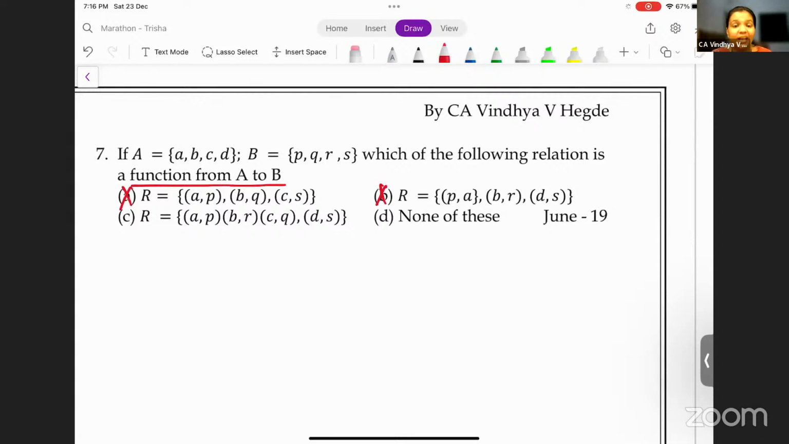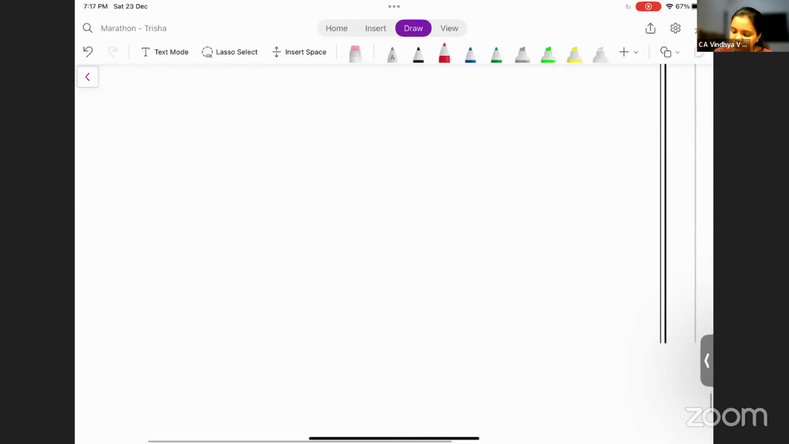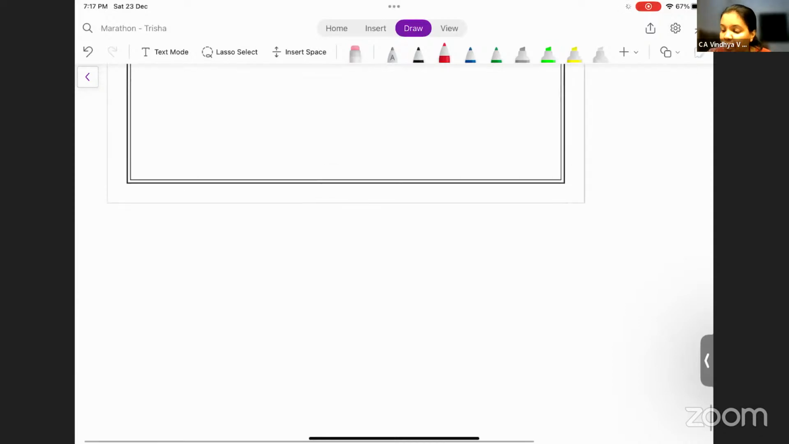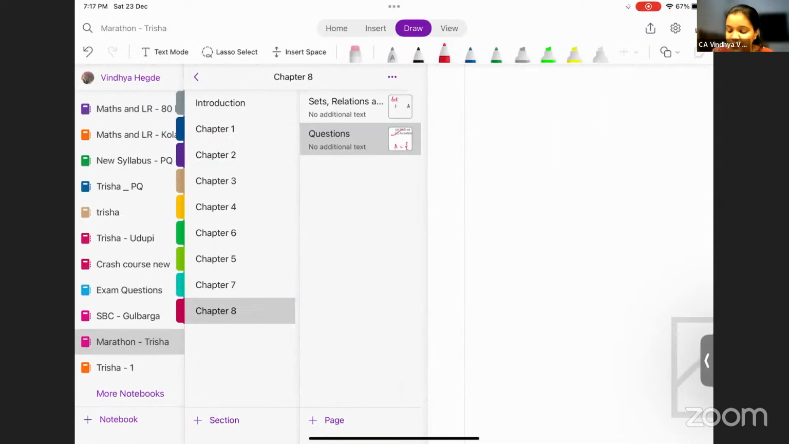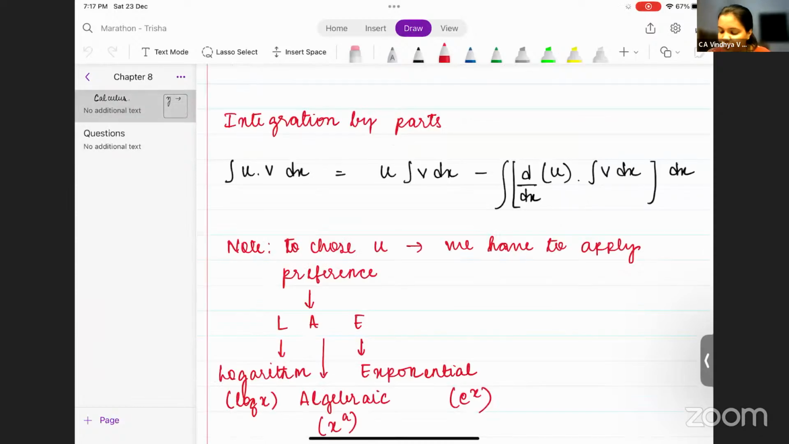Okay, now let's check. Does every input have an output? We have to check. A has P, B has R, C has Q, and D has S. Every input has an output. Therefore, option C is your answer. Okay. With this, we are done with sets, relations and functions.